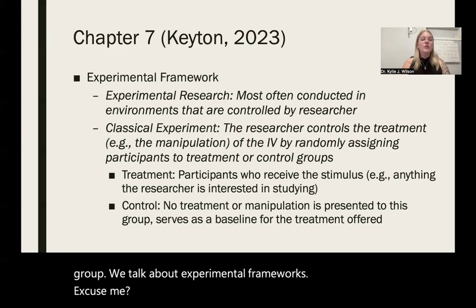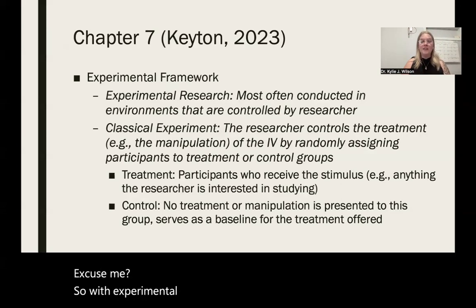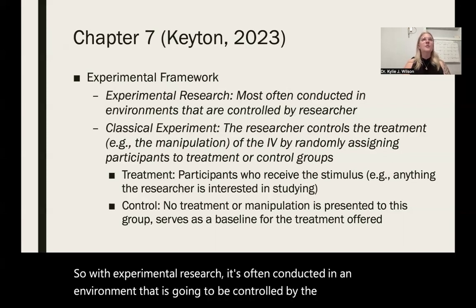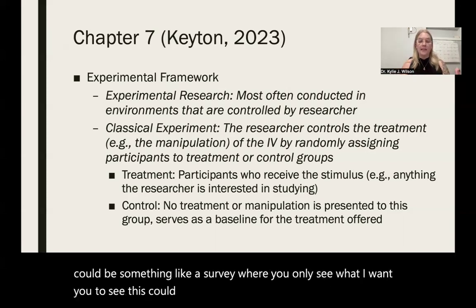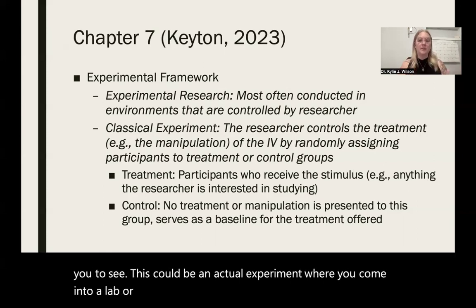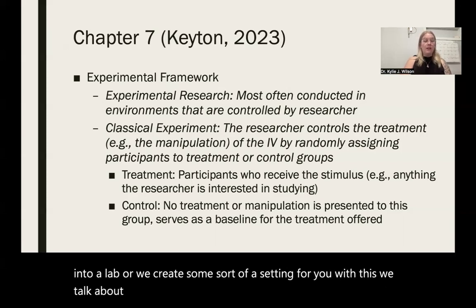So with experimental research, it's often conducted in an environment that is going to be controlled by the researcher. This could be something like a survey where you only see what I want you to see. This could be an actual experiment where you come into a lab, or we create some sort of a setting for you. With this, we talk about the classical experiment.